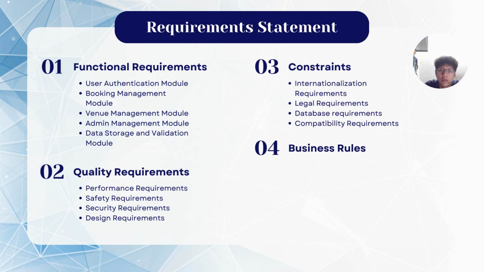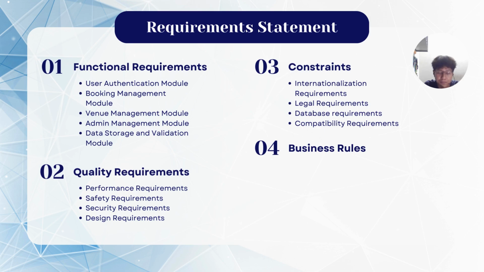Assalamu alaikum warahmatullahi wabarakatuh. My name is Tengku Fariman with the metric number 2117365, and I will be getting into the requirement statement of the venue booking system. From the requirements, we have four types of requirements that we will delve into, which is first functional requirements, where there are five modules to be discussed, which are user authentication, booking management, venue management, admin management, and data storage and validation module.